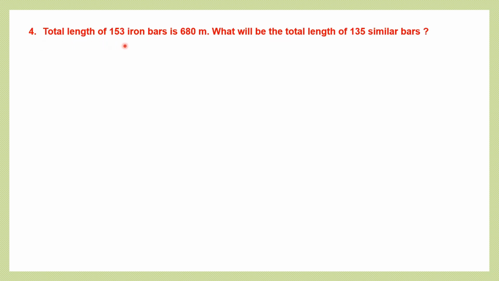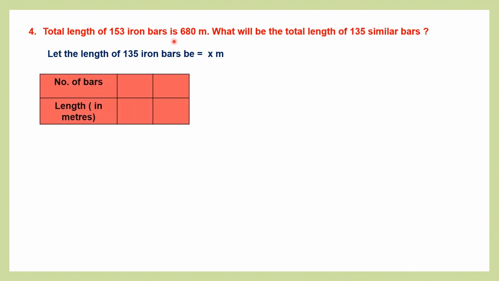Question 4. Total length of 153 iron bars is 680 meters. What will be the total length of 135 similar bars? So let's begin by saying let the length of 135 iron bars be x meters. So this is what we are going to find out. Let's draw a table. So we have number of bars and the length in meters. So the number of bars here is 153. So let's write that: 153 iron bars, and that is 680 meters. What will be the total length of 135 similar bars?